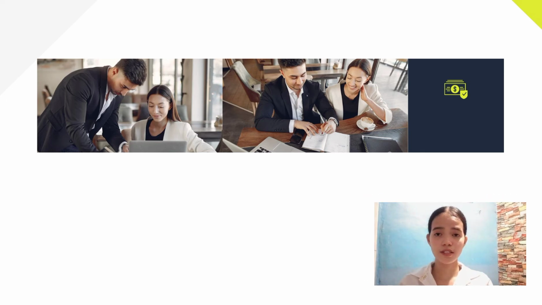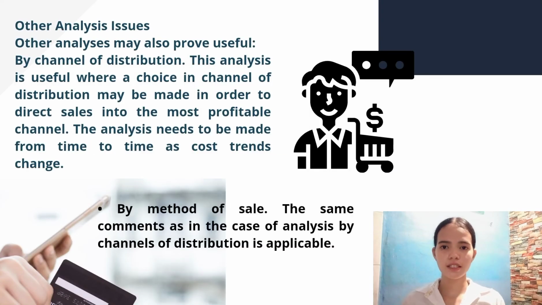There are many instances when small orders cannot be discontinued. However, corrective action can be taken to bring the problem under control. The controller's first step is to get the facts through analysis of distribution costs by size of orders. Other analysis issues. Other analyses may also prove useful.